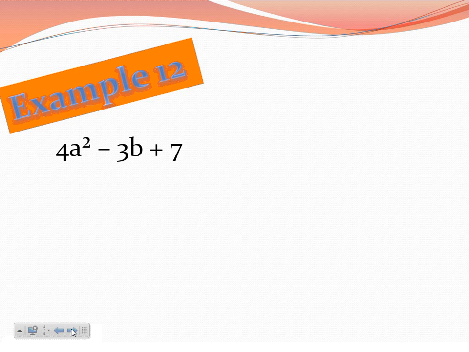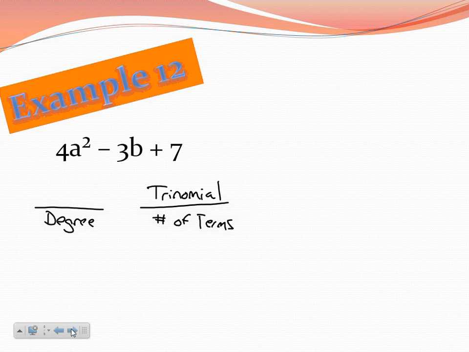So I'm going to draw 2 blanks. Why do I draw 2 blanks? Yeah, the first name is based on its degree, and the second one is its number of terms. Does it matter which one you find first? No. For some reason, I like to find the number of terms first. I like to look at it and say, how many terms does it have? 3, so what would its last name be? Trinomial. Any questions? It has 3 terms, so it's a trinomial.